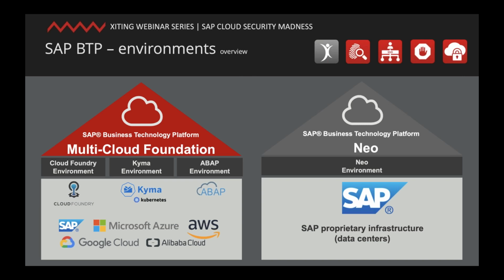Okay, now let's have a deeper look at the cloud environments. Each environment provides at least one application runtime, and it comes with its own domain model, with its own user and role management logic. On the left side, we have the multi-cloud foundation, and on the right side, we have the Neo environment. Except for Neo, the infrastructure for the environment is completely provided by the hyperscalers. So you can say that the data storage and the persistence are outsourced to the cloud infrastructure providers.